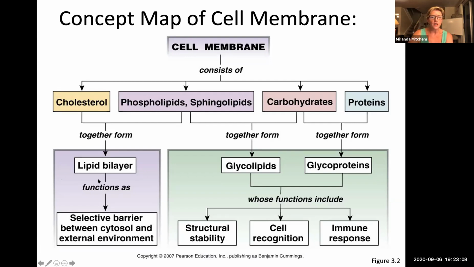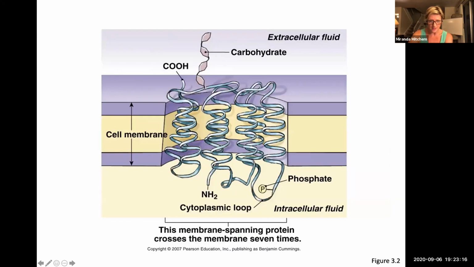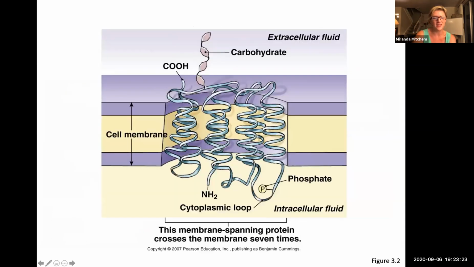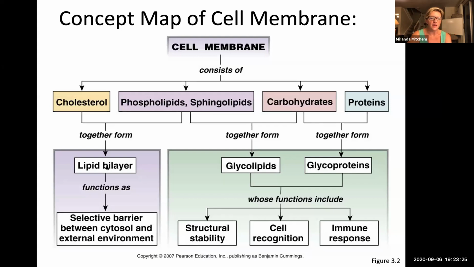Moving over, the lipid bilayer would include the phospholipids as well as cholesterol, right? We saw that in this figure. So we've got our phospholipids and then the cholesterol. That's where cholesterol naturally exists. And this is important in creating that lipid bilayer, which is really important.